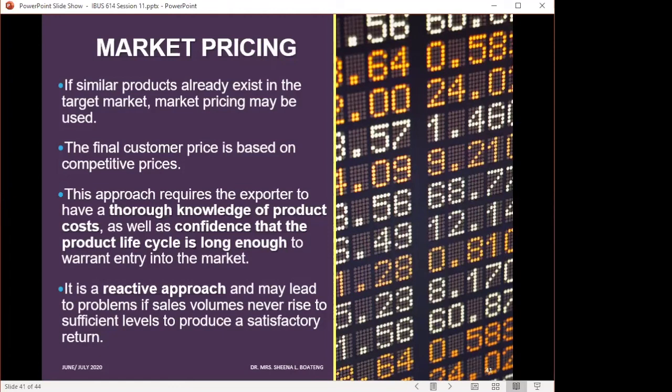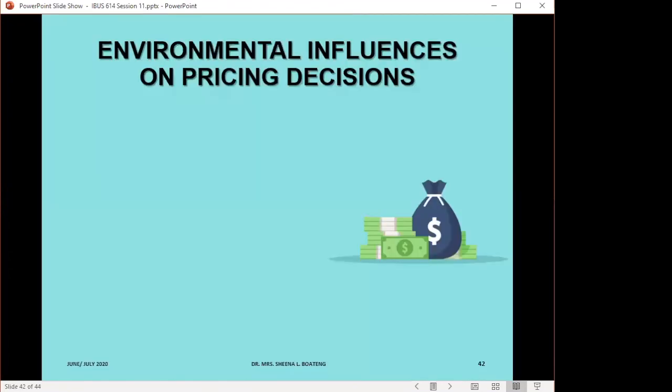So it is more of a reactive approach where you look at the general prices that are being charged on the market for products of a similar nature to what you are trying to sell in relation to the costs that you incurred in producing it and how long you think the product life cycle will be. So that is it for market pricing.